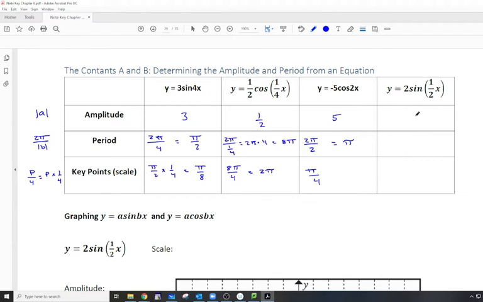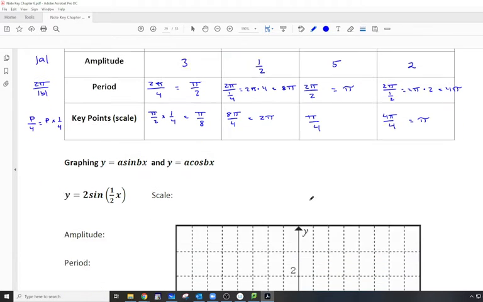For this next one, the amplitude is the absolute value of 2, which is just 2. And then the period is 2 pi divided by B, which is 1/2, which is the same as 2 pi times 2, which would happen in 4 pi. To get my graph to happen between 0 and 4 pi and squeeze in 4 key points, those key points would happen every pi. All right, now let's do a graph.